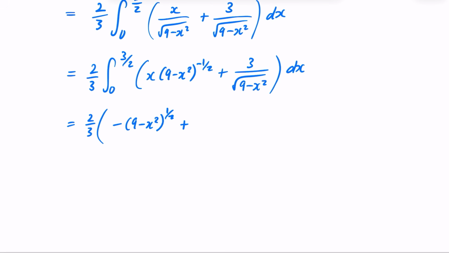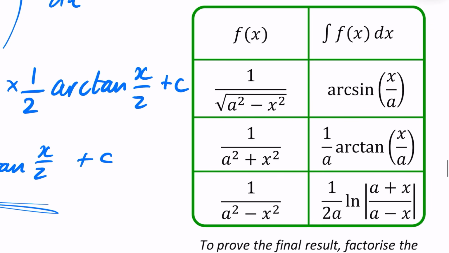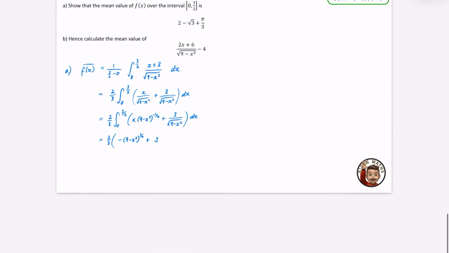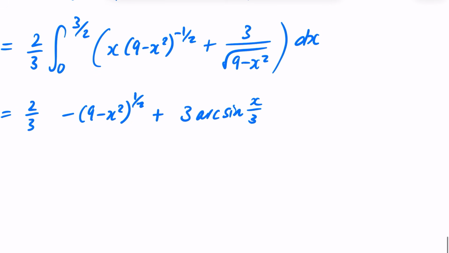And then for this part, the 3 is going to stay there, and we've got basically the 1 over the square root of 9 minus x squared. So the a squared is 9, and so the a is 3. So it's just going to go to arc sine of x over 3, so 3 arc sine x over 3. Okay, I'm going to want to put square brackets in, aren't I? Because we're actually doing integration with some limits here. So we're going from 0 to 3 over 2.